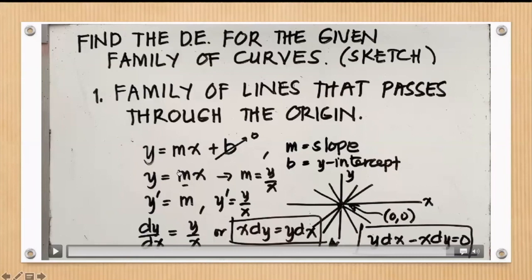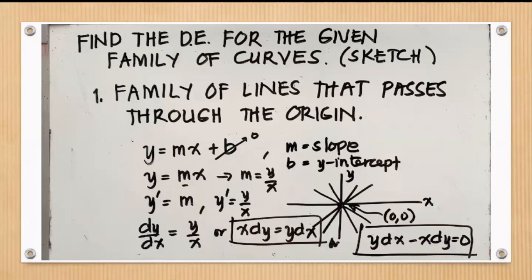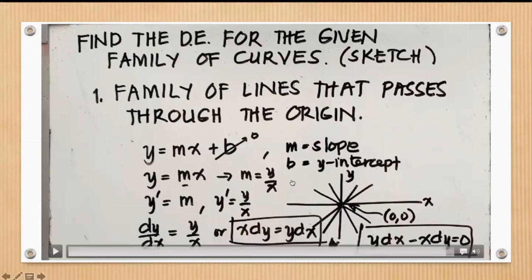So yun lang yun. Alam mo na yung first derivative ni y with respect to x is equal to the slope. Kasi yung formula ng slope ng line, or slope of the curve, rise over run. Di ba? Change in y over change in x. So I assume na alam nyo yan, na naalala pa ninyo. But anyway, so we're done with the first example.